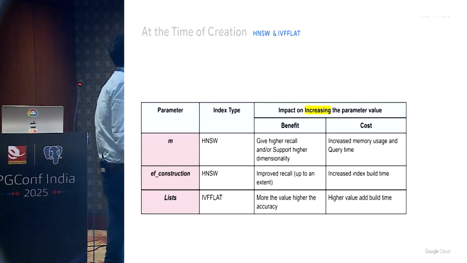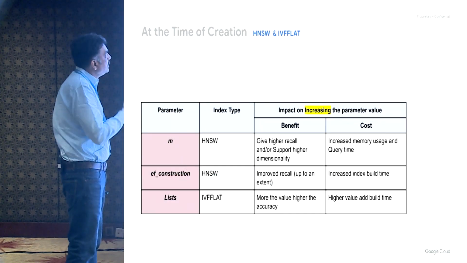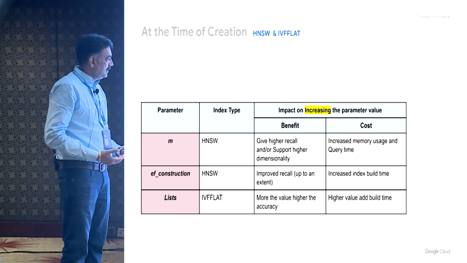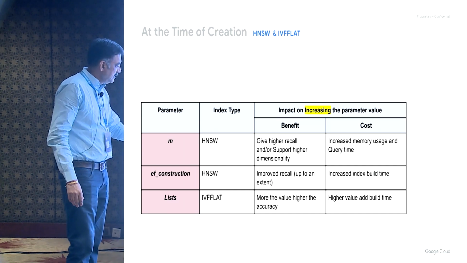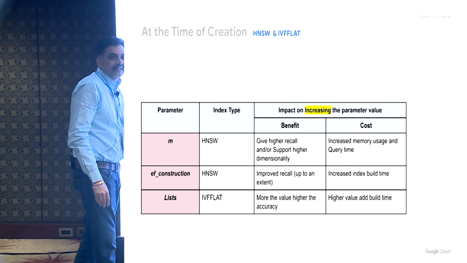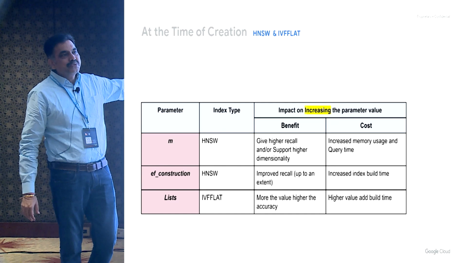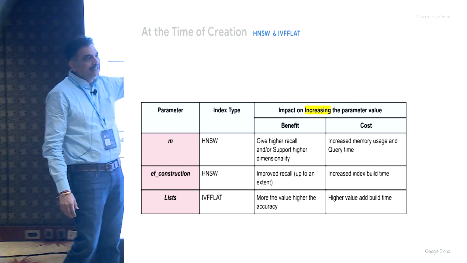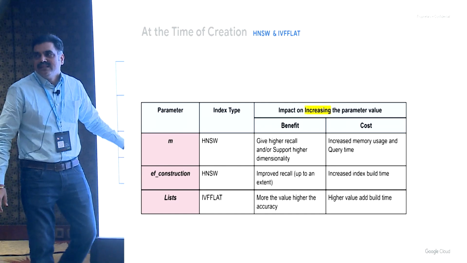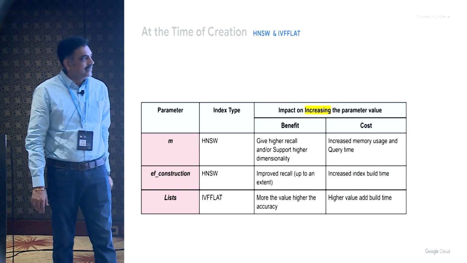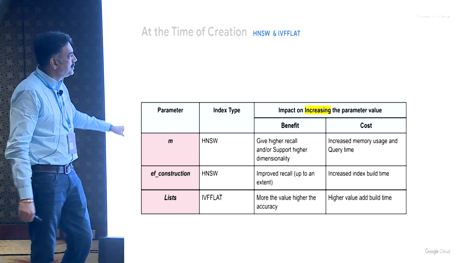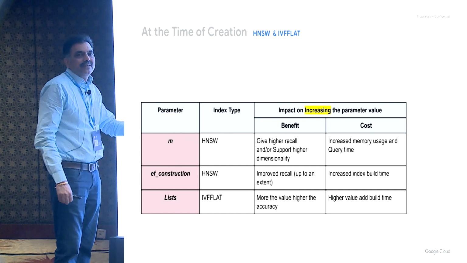Okay. Now we have seen the time of creation and certain parameters like the M value and EF construction. There's also IVF flat, which we learned, which has lists. I showed you a screen where it was initially 1000. I had memory issues, then I modified it to 100, and my index got created. So how do we choose that?